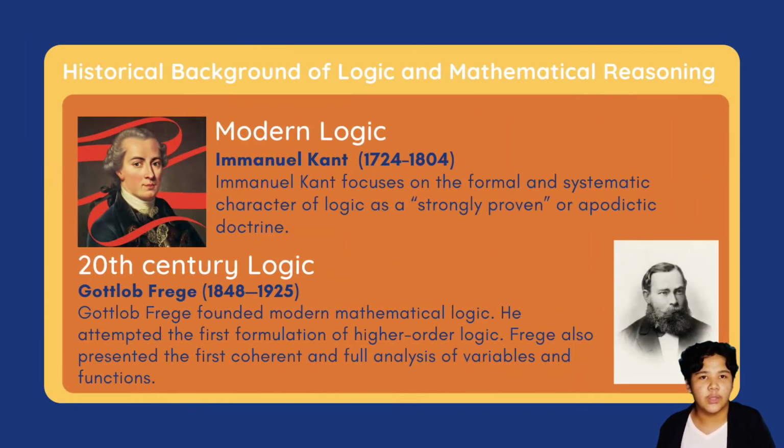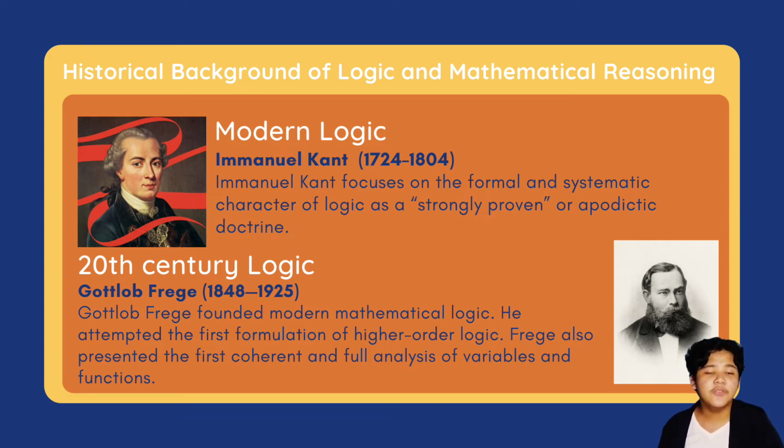Immanuel Kant (1724-1804) focuses on the formal and systematic character of logic as a strongly proven or apodictic doctrine. He insists that formal logic should be abstract from all the content of knowledge and deal only with our faculty of understanding and our forms of thought. According to Kant, logic is short and very general, but it should be certain.